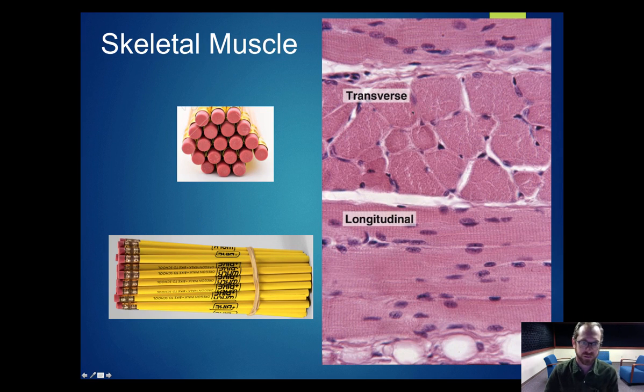Just to reiterate how these muscle tissues are going to be prepared, this transverse section is going to look very different from the longitudinal section. The way you can think about this is if you took a bunch of pencils and bundled them together, and you looked at them just from the erasers in the transverse plane, you'd get an image that looks like this. And if you looked at the longitudinal section, this would be like looking at the pencils lengthwise like this.